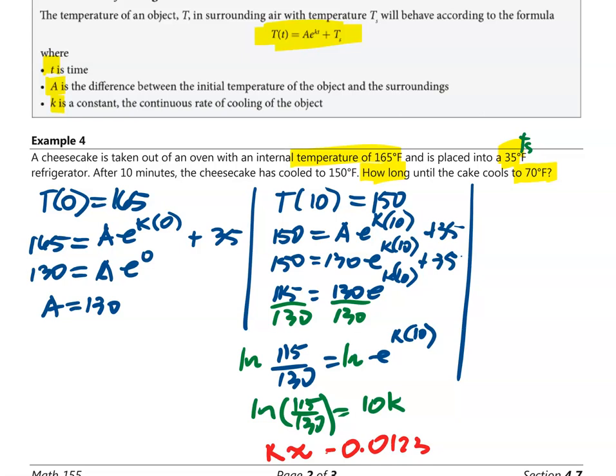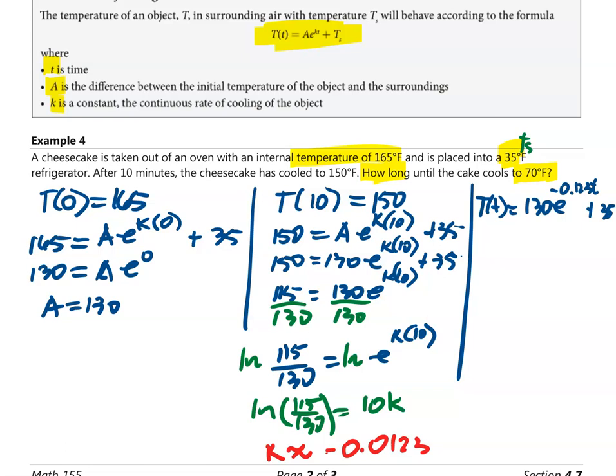Okay, so we can say that T of t is equal to A, which is 130, e to the power of k, which is negative 0.0123 t, plus 35.